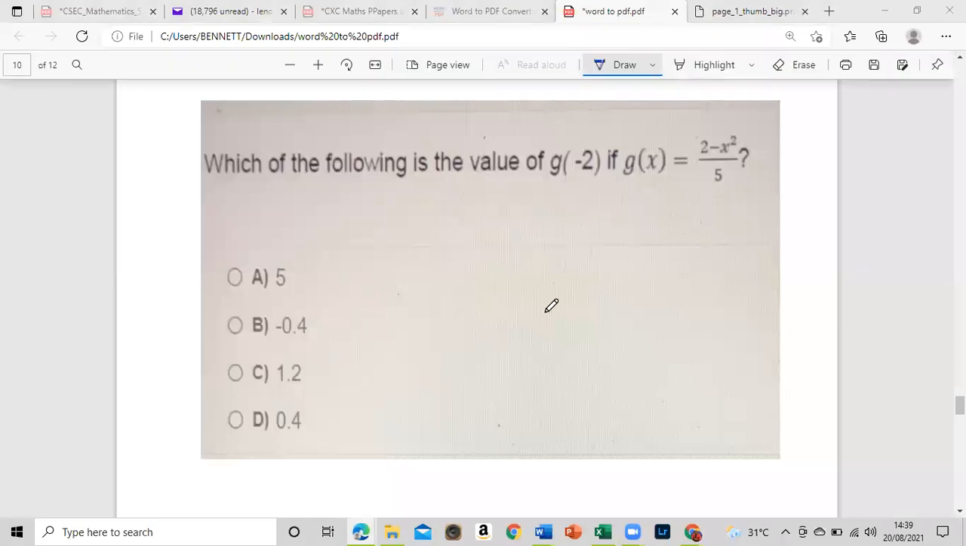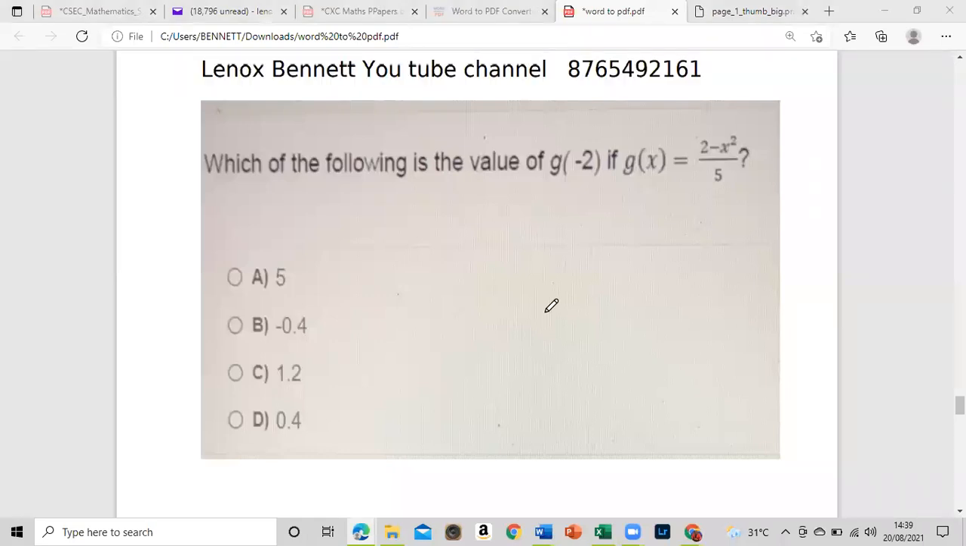All right, which of the following is the value of g of negative 2 if g of x is equal to 2 minus x squared, divided by 5. So they gave us g of negative 2, so anyway, the x, we're going to replace it with negative 2. So let's go 2 minus, remember it's minus x squared, so we're going to put a negative 2 there, but it's squared, right? So it can be tricky, guys. All of that upon 5.